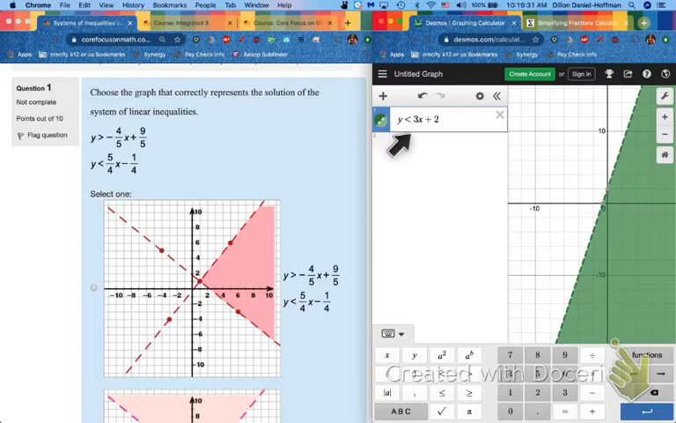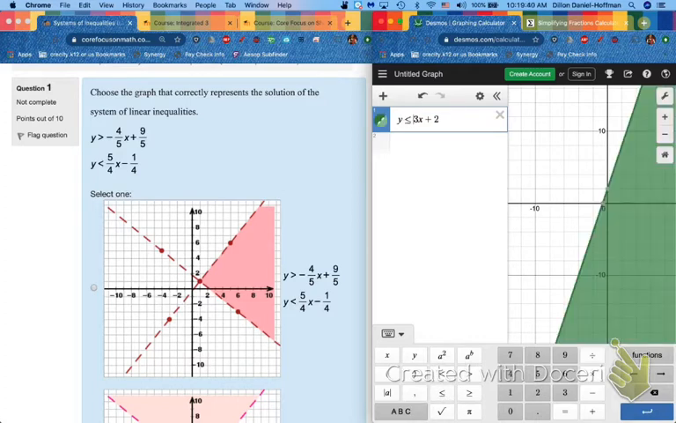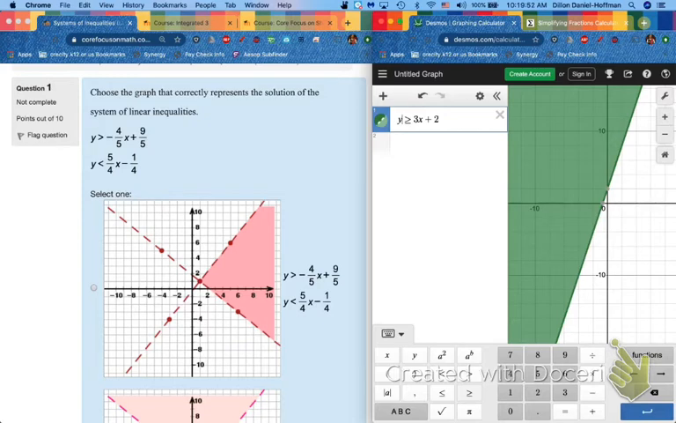Let's remind ourselves what happens when I use that. So down here, we have these 4 inequalities. I could type that one, less than or equal to. It's still shaded below, but now we have a solid line because it includes that line. Same thing with greater than or equal to. If we have greater than or equal to, it's a solid line shaded above.